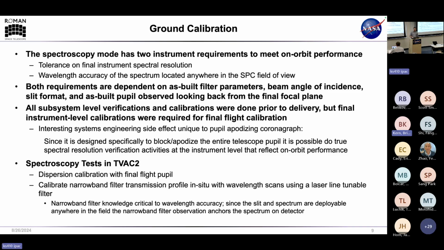But in any event, the test that we had decided we really needed in TVAC2 was dispersion calibration with the final flight pupil, and also calibrating the narrowband filter transmission. This is really one of the key ones because it's an angle of incidence dependent term. So if we had any of those bias terms from the as-built angle of incidence or anything else about those filters come in, that could have given us some trouble.